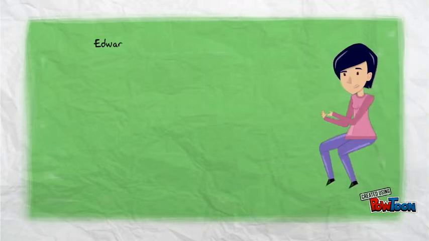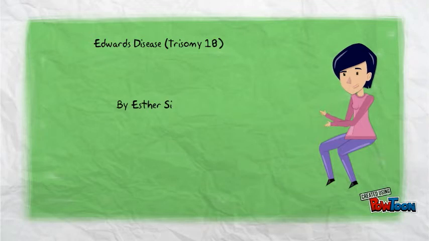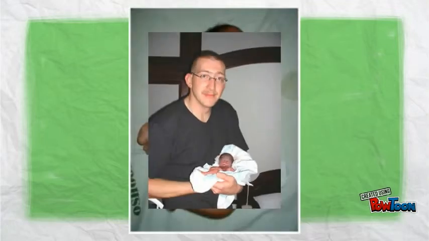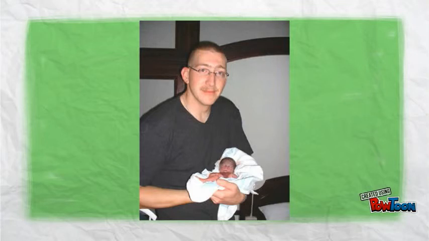Edwards syndrome by Esther Simmons. Trisomy 18, also called Edwards syndrome, is a chromosomal condition. It causes slow growth before birth, intrauterine growth retardation, low birth weight, heart defects, a small abnormally shaped head, a small jaw and mouth, and clenched fists with overlapping fingers. It is more common in pregnancy, and the chance of having a child with this condition increases as a woman gets older.